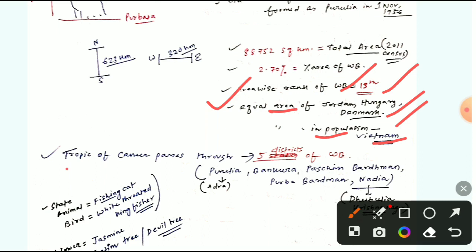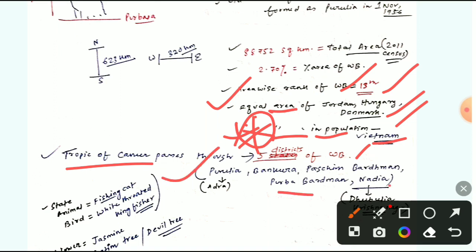Next, the Tropic of Cancer passes through 5 districts of West Bengal. You know that the Tropic of Cancer passes through almost the middle of the Indian map. So it is passing through India in 5 districts of West Bengal. It is also very important. And what are the 5 districts? It is Purulia, Bankura, Paschim Bardhaman, Purba Bardhaman, and Nadia.